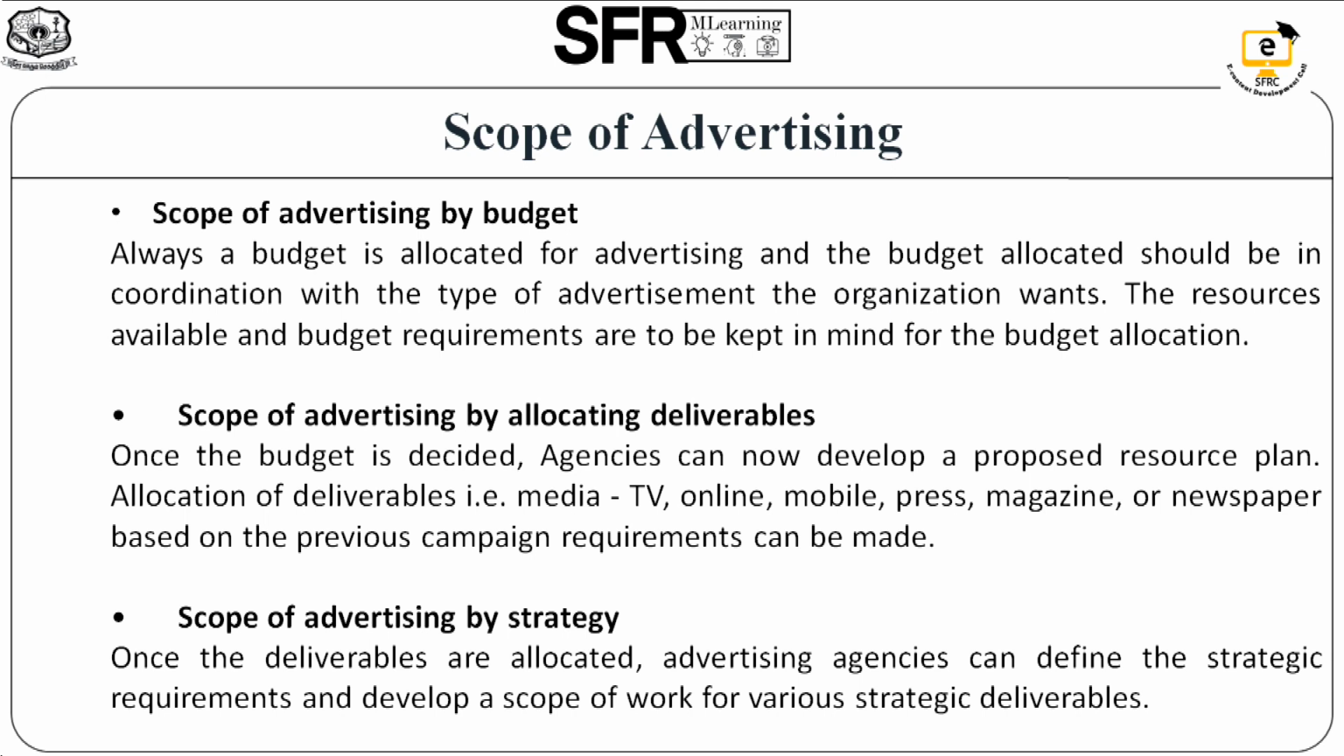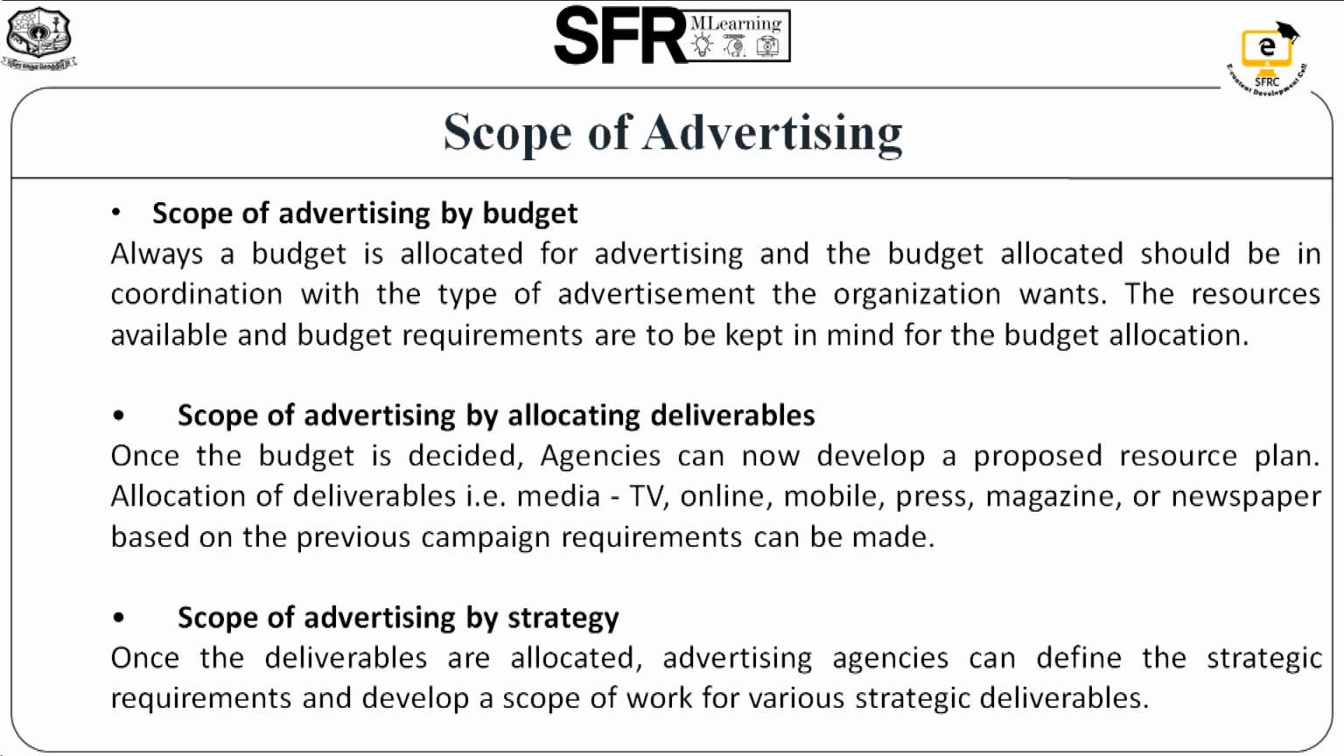The scope of advertising can be designed in the following stages. Number one, by allocating budget. Every advertisement should be allocated with a budget, and while allocating the budget, the marketer, the advertising company, should go in coordination with the type of advertisement they want, and also keep in mind the actual resources in their hand for making the advertisement.